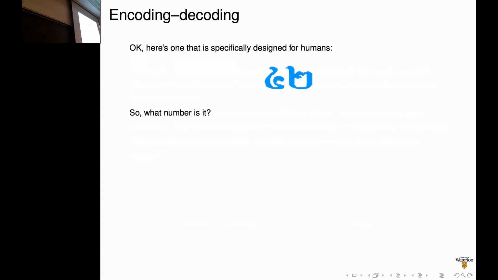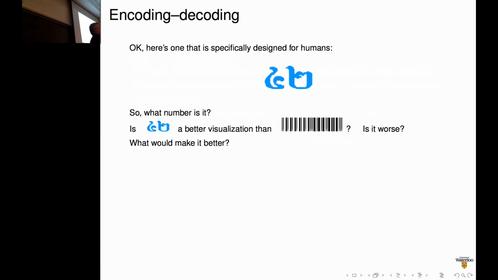Okay, this is why I have you hand in assignments with R Markdown and LaTeX, because if you're writing 26 like that, we won't be able to recognize it. No, it's not 26, but that does look kind of like our numerals. So the question is, is this a better visualization than that or worse? And what would make it better? It's got to be something that we can instantly decode or quickly decode.